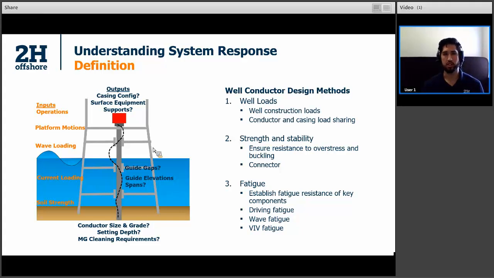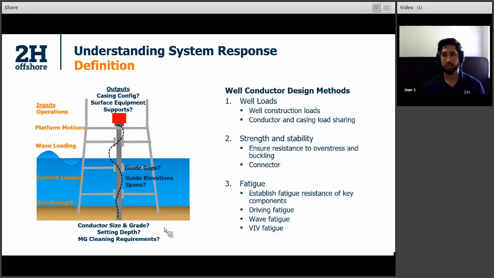So what are the outputs that we're looking for in terms of designing? We're looking for the casing configuration. Does the surface equipment need to be supported through drilling operations or production operations? How big do the gaps have to be? What level of centralization is needed? How big can those spans be between each of those guides is an output. And obviously conductor size and grade, very important, and the setting depth, so the length of that conductor. And maybe whether you need to do any marine growth cleaning. So what type of cleaning needs to be involved to make sure that when things grow on your conductor, that's not influencing the loading onto the conductor.